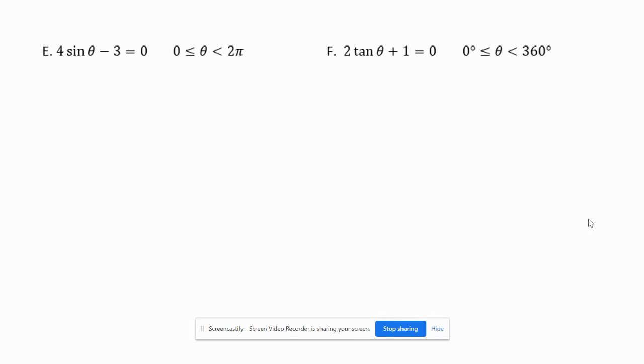For part E, we're going to do the same thing: add 3, divide by 4. And we'll run into something a little bit different here. The value 3 over 4 is not on our unit circle. So what we want to do in this case, so we have 3 over 4, the way we solve these ones in Math 10 and 20 is using our sine inverse button on our calculator.